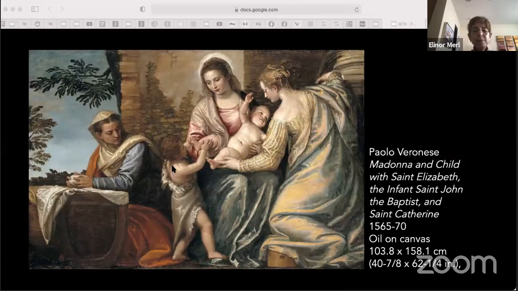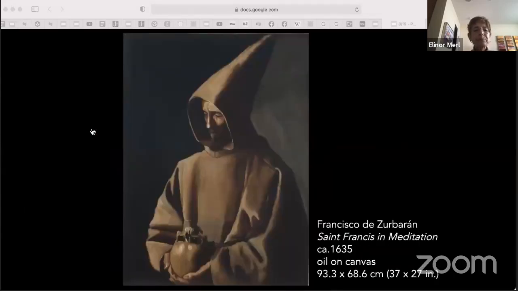Our last work depicts Saint Francis in meditation. It's by the Spanish artist Zurbarán, and it dates from 1635. Zurbarán is recognized as one of the greatest Spanish painters of the Baroque era, the 17th century. His commissions came primarily from religious orders in Seville, where he established a studio in 1629. St. Francis was the subject of many paintings by Spanish artists during the Counter-Reformation, which occurred during the Baroque period.